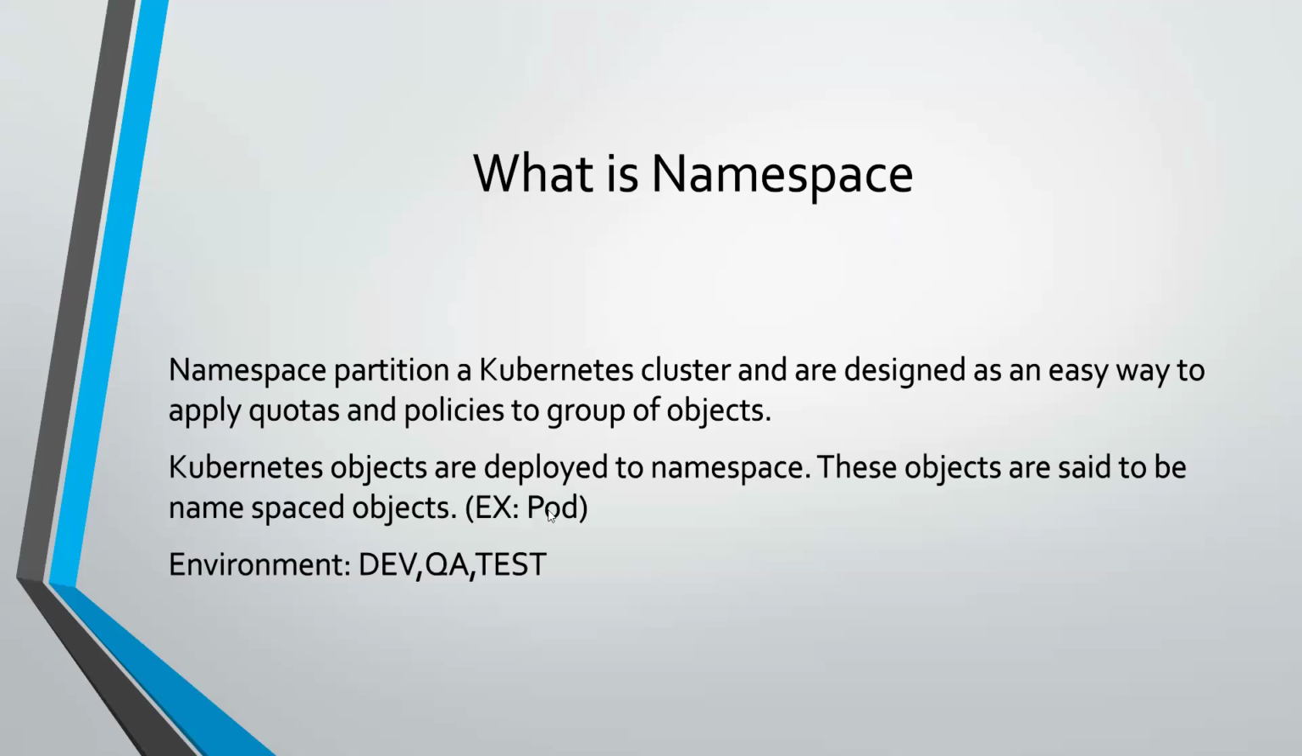Say for example you are creating a pod: whether you want to deploy your pod under the dev namespace, the QA namespace, or the test namespace, we will be defining the namespace. When you do not specify any namespace while executing the command, Kubernetes will by default consider it as the default namespace. What is the meaning of default namespace? When you install Kubernetes and the cluster is created, it assigns the default namespace. If you are not mentioning any namespace, it will take it as the default namespace.